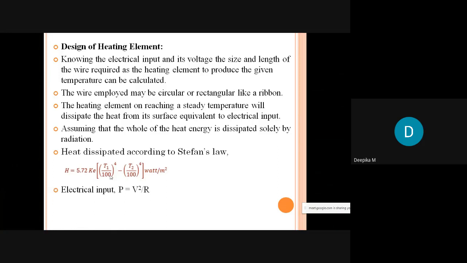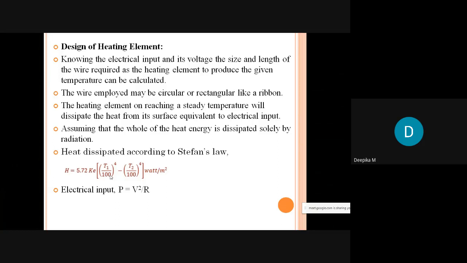According to the electrical input, the formula we have is P = V square by R. We use only this formula because we are not keen about the current flowing through the heating element. We actually know the voltage and the resistance.